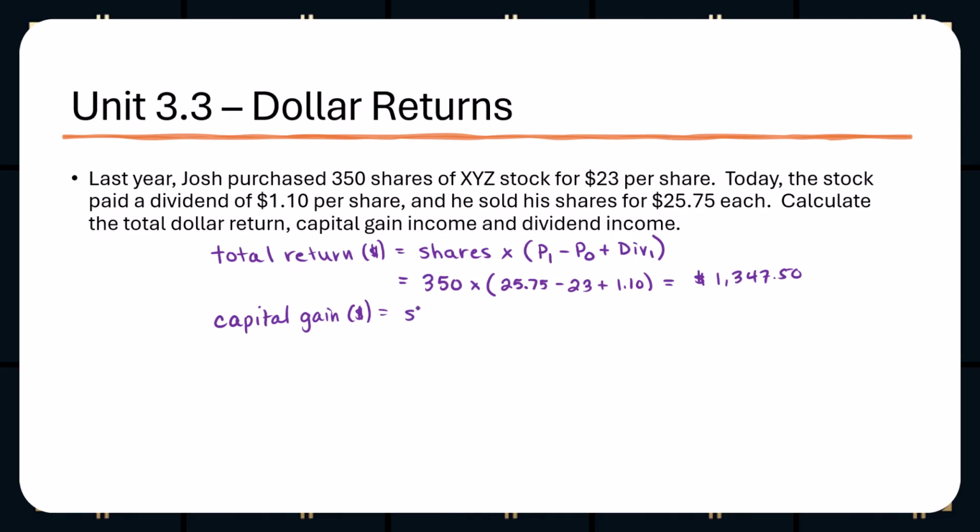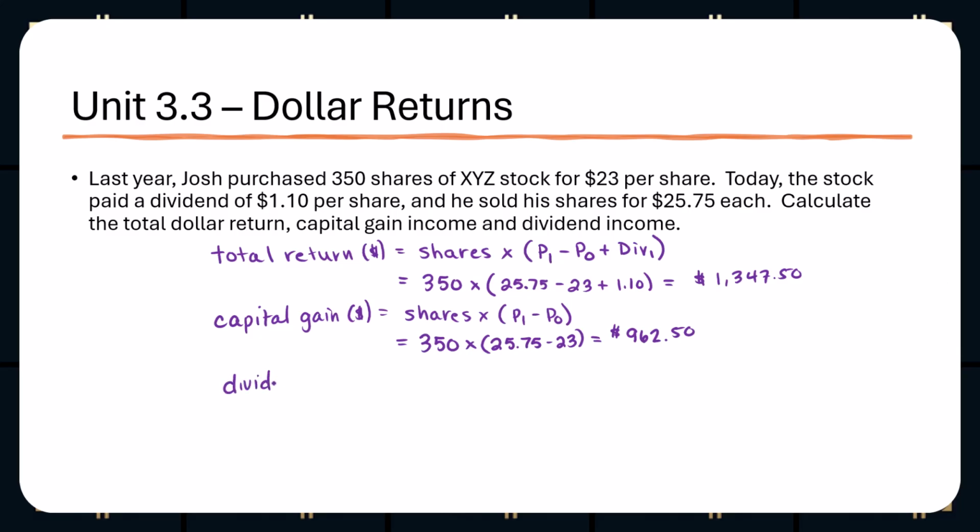Next up, we will calculate the capital gain in dollars, not percentage. And again, that's going to be shares times the price differential, or more specifically, the appreciation or depreciation in the price, or the price change. So we take the price we sold it for minus the price we paid for it. That is, we are going to take the 350 shares and simply multiply it by $25.75 minus $23. When we do this in the calculator, we find that he received in capital gain income $962.50.